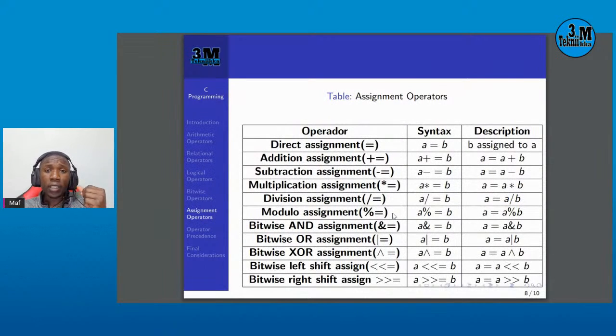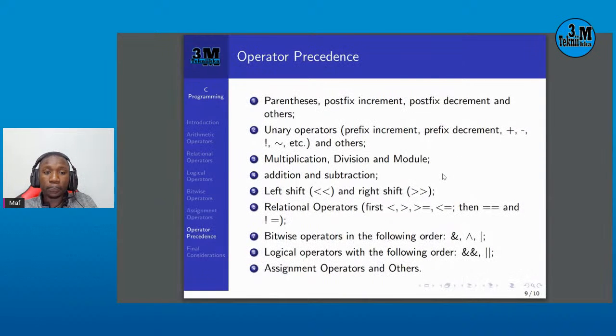Don't worry. Here you have the assignment operators. This is the assignment: you are assigning B to A, and these operators are a combination between the normal, direct assignment operator and the other operators we saw before. Here, for example, you have A plus equals B. That means A will be equal to A itself plus B. This is the long form. This is the short form.